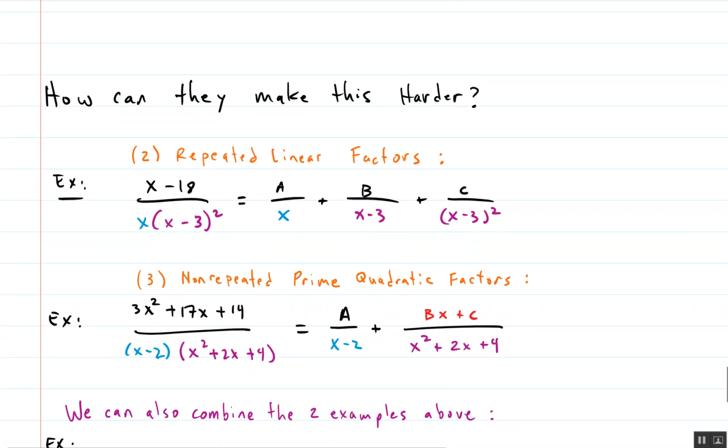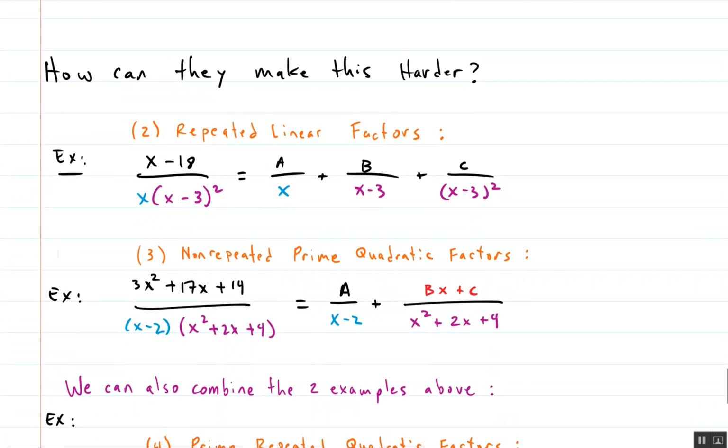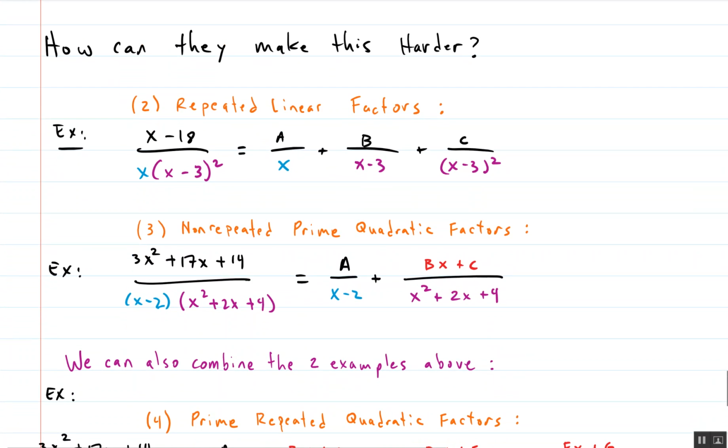So they may make this problem harder. So you could see these different types of problems. These are the other three types of problems that I discussed earlier with a little bit of explanation. So category 2 was repeated linear factors. So that's kind of what we did today, but instead of having just one of these x minus 3s, we've got two of them. So if that happens, then you again do the same thing we did with unique factors.